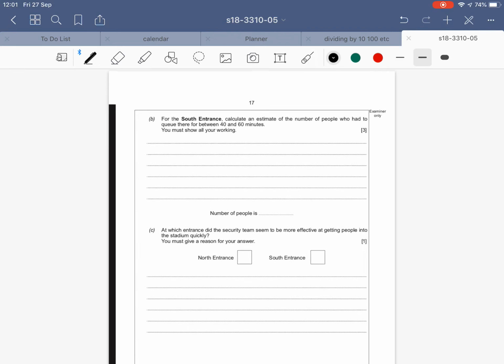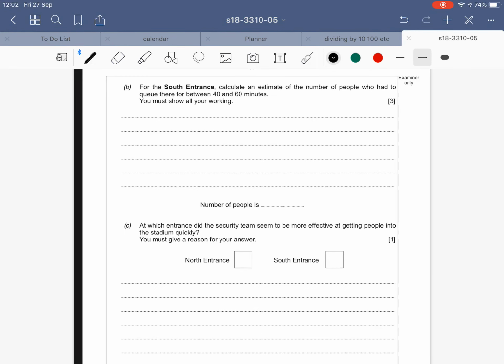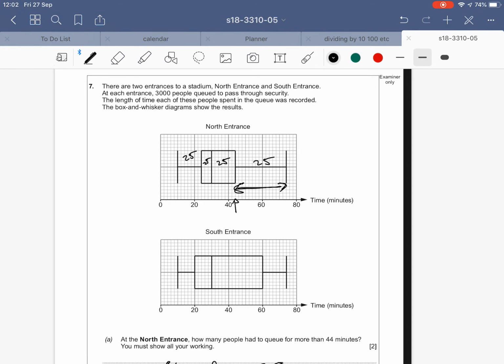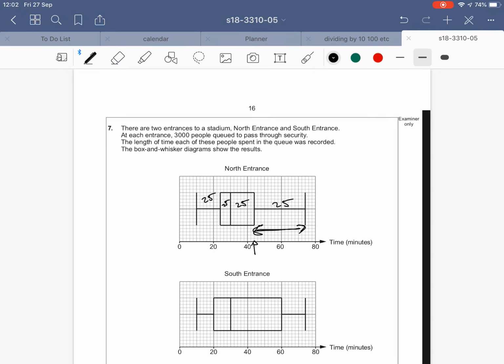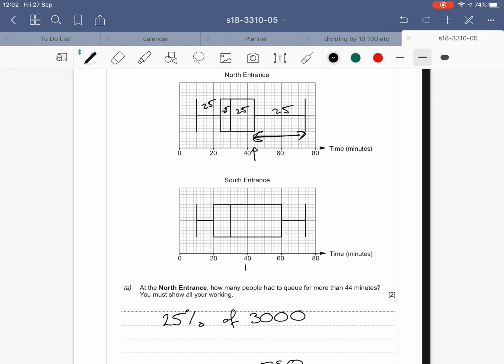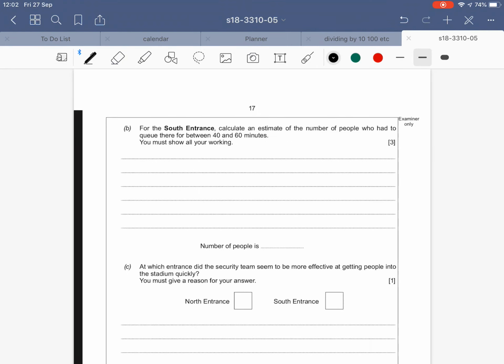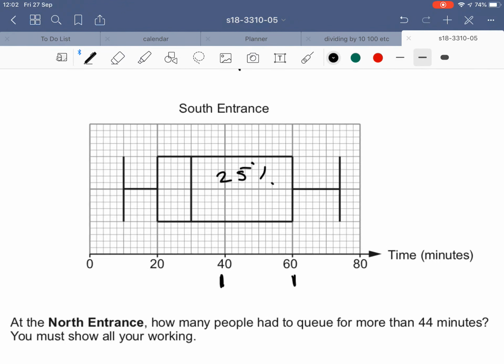So for the south entrance, calculate an estimate for the number of people who had to queue there between 40 and 60 minutes. You must show your workings. So between 40 and 60, so from here to here. So we know this is 25%. So I know it's going to be part of 750. I know 25% of 3,000 from the first one is 750. But I want how much of 750 is there.